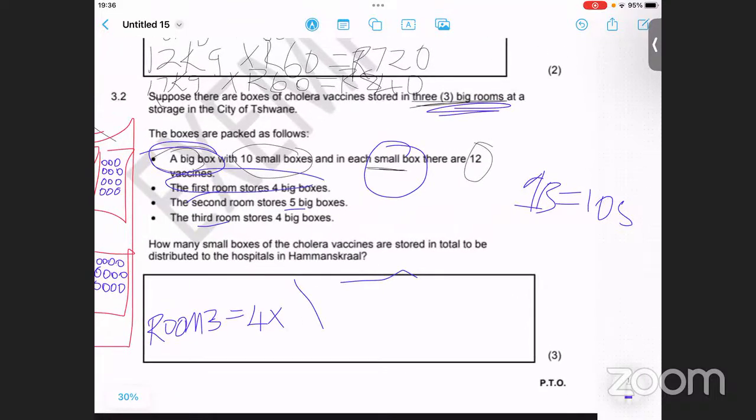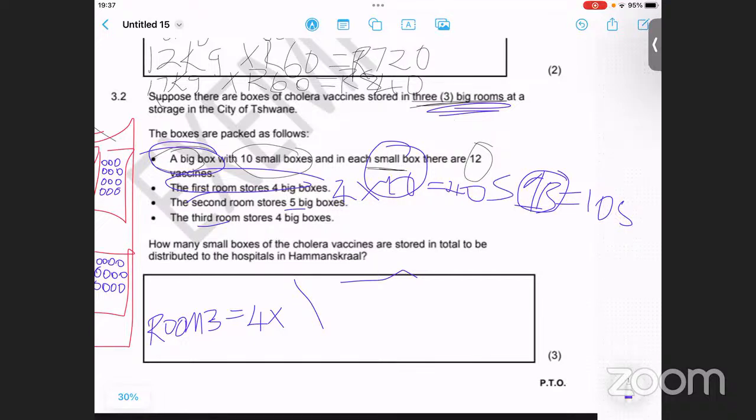But because they say the first room has 4 boxes, that means it's going to be 4 big boxes, and a big box has 10 small boxes. So we're gonna say 4 multiplied by 10 for the first room, okay? Which is 40, because it's 10 plus 10 plus 10 plus 10, all right? Which is 40 small boxes, right?